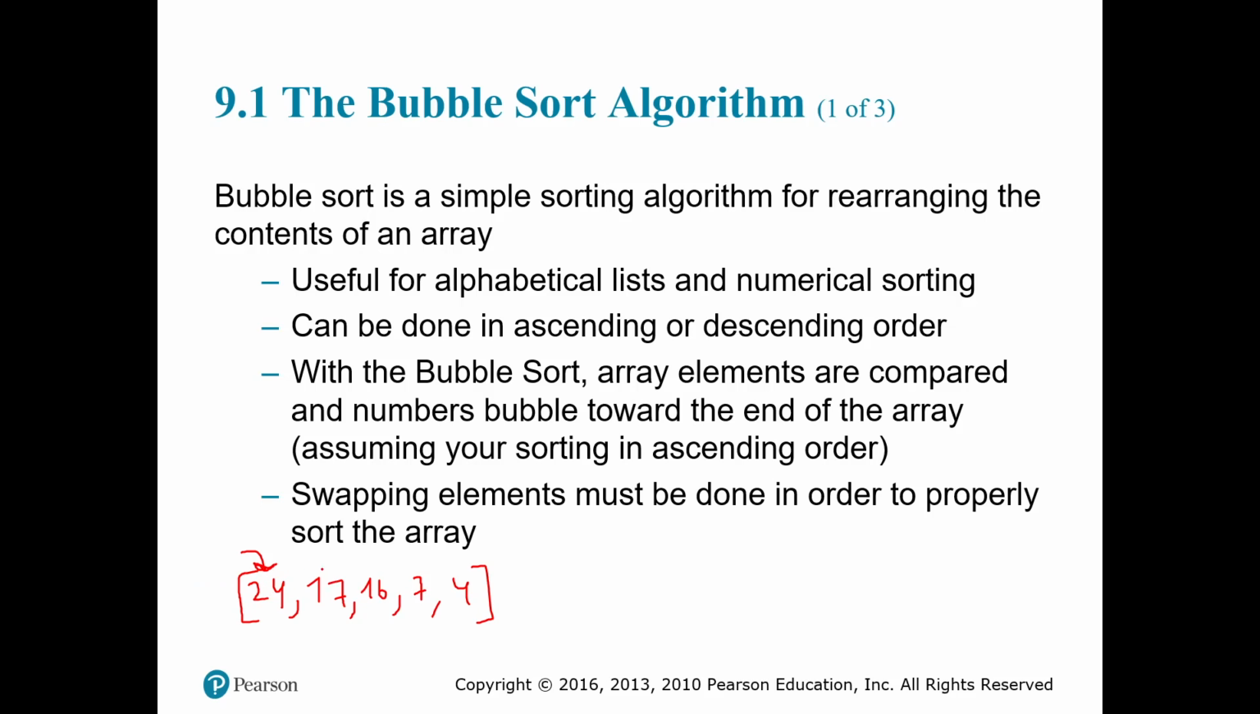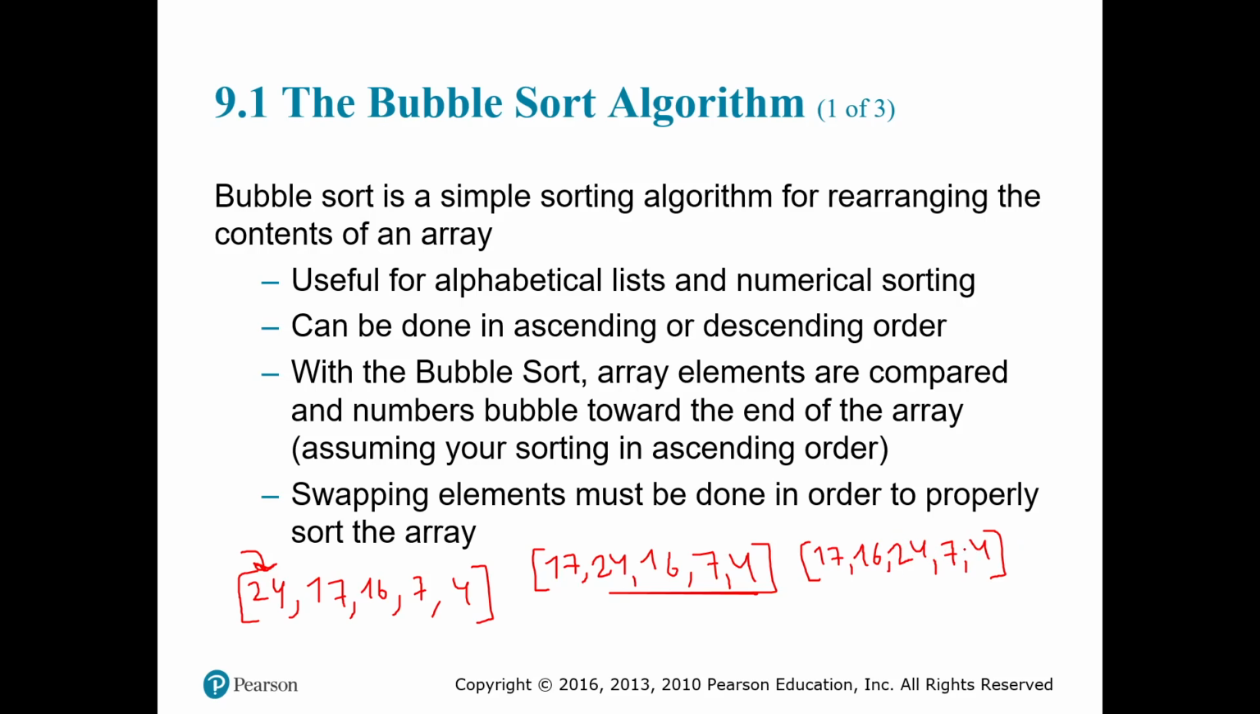Let's compare it. We're going to compare it to the 17. Is it greater than 17? Yes. So right now our array will look like this: 17, 24, 16, 7, 4, because we swapped them. Now we are still looking at our 24, at our first element originally. Then we're going to compare it with the 16. Is it greater? Yes. This is what it's going to look like: 17, 16, 24, 7, 4. Okay, let's move on to the next one. And we just keep comparing this element until we find a spot for it.